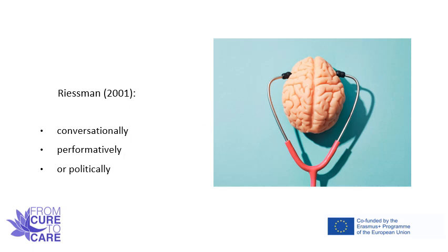Other authors point to other types of textual analysis. For example, Riessman suggests that narrative can be analyzed conversationally, as dialogue between narrator and listener, performatively, as drama, or politically: the unfolding of events is constrained by prevailing social and institutional norms.